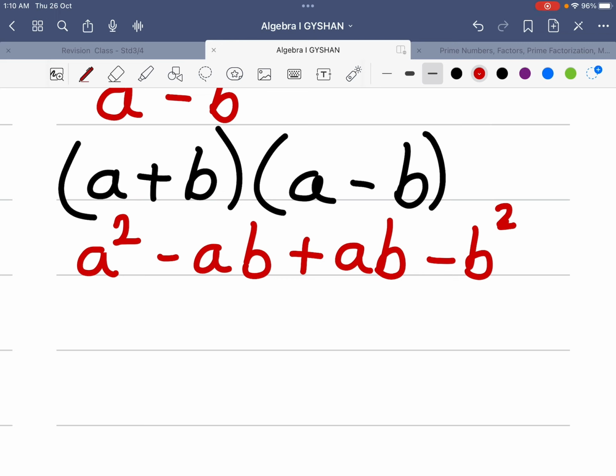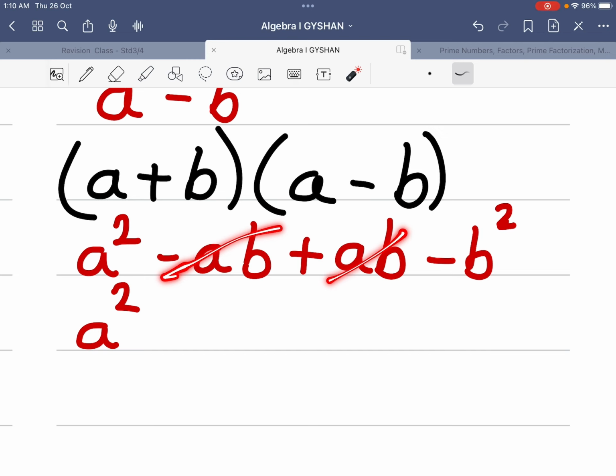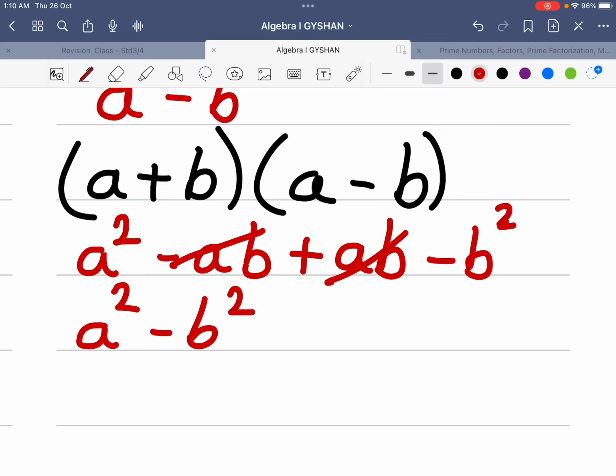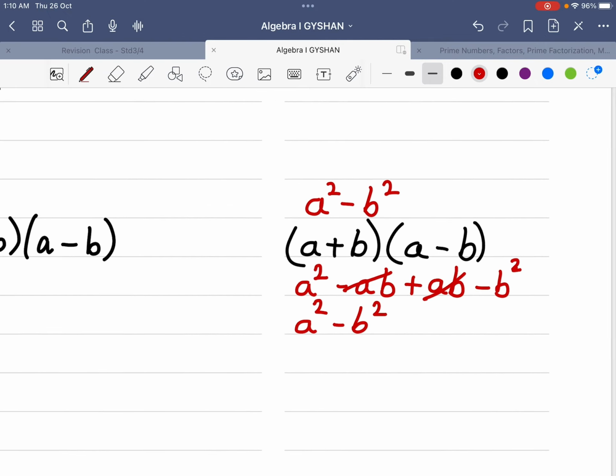So are there any like terms that we can add or subtract? Yes. Minus AB plus AB, or we can say AB minus AB will give you 0, right? That's like minus 1 plus 1 is 0. So we're going to put back the A squared. These two will cancel out each other. Minus B squared. So we did get the difference of two squares.